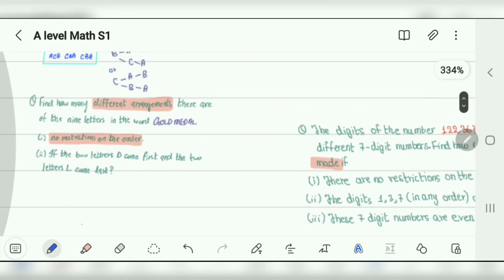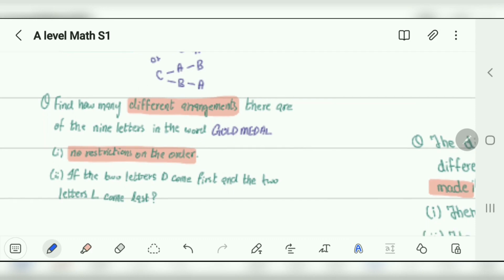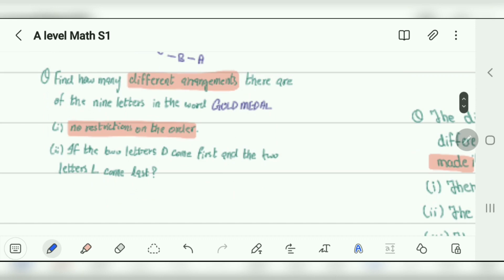question 1. The question is: find how many different arrangements there are of the 9 letters in the word gold medal. It says no restriction on the order. Since there's no restriction, you can easily do permutation.